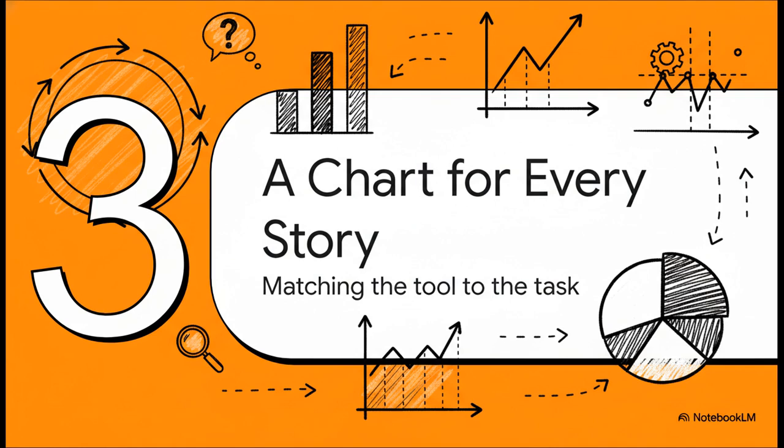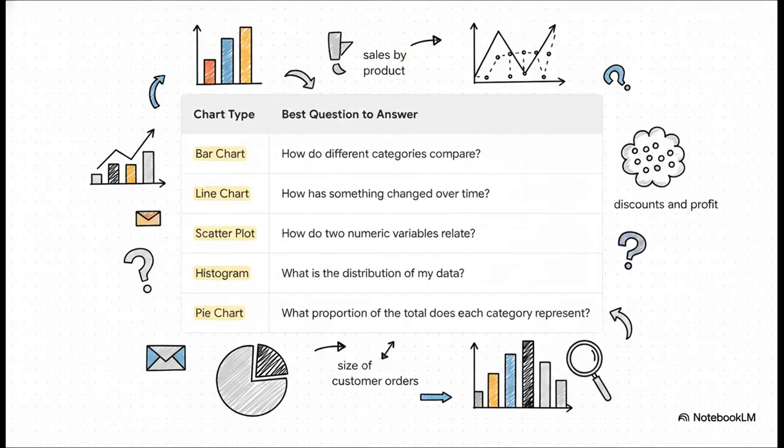And that brings us perfectly to our next section, a chart for every story. See, once you have your question nailed down, choosing the right chart becomes so much easier. It's really just about matching the right tool to the right job. Okay, so here's a super simple guide. If your question is about comparing different categories, like, say, sales by product, a bar chart is what you want. If you're asking about how something has changed over time, like monthly revenue, a line chart is perfect. Exploring the relationship between two different numbers, like maybe discounts and profit, that's a job for a scatter plot.